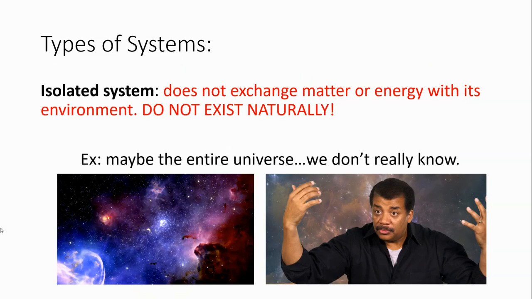And then the last type of system you need to know is an isolated system. So this does not exchange matter or energy with the environment. I can't think of one example where this exists naturally. Okay, so isolated systems don't really exist. Maybe the entire universe is an isolated system, but we have no idea.